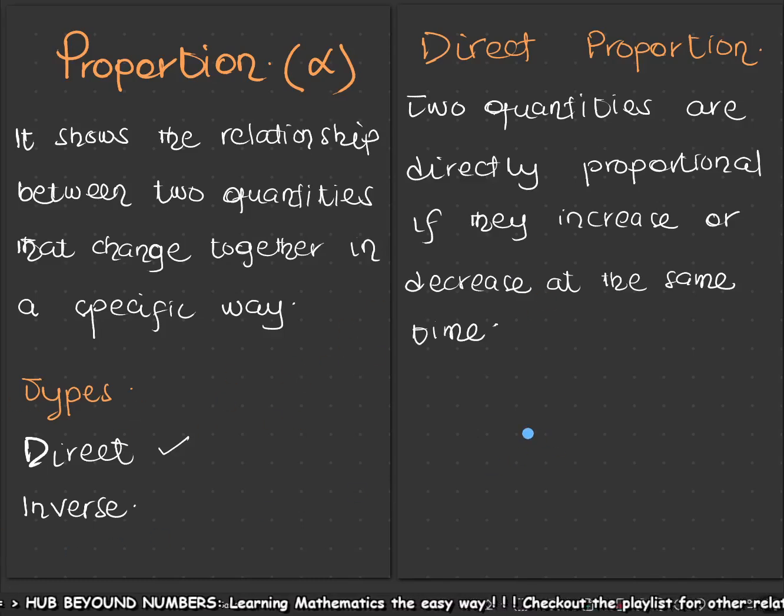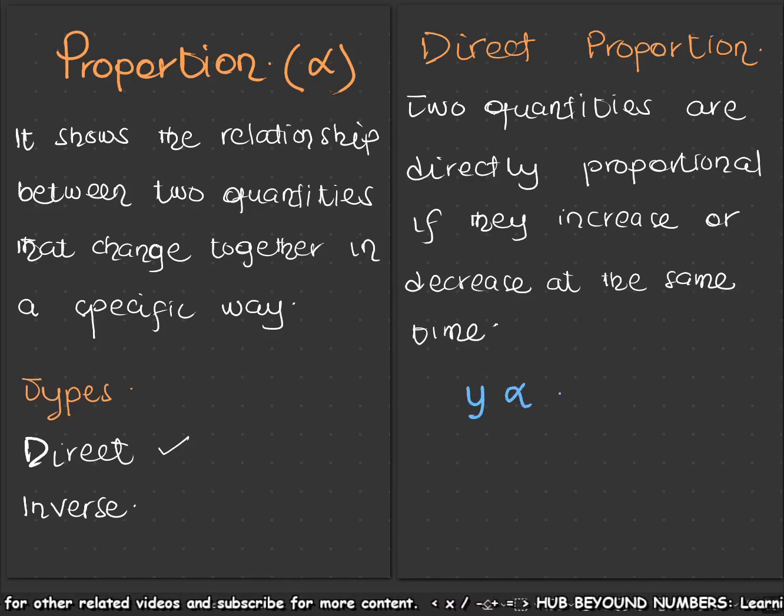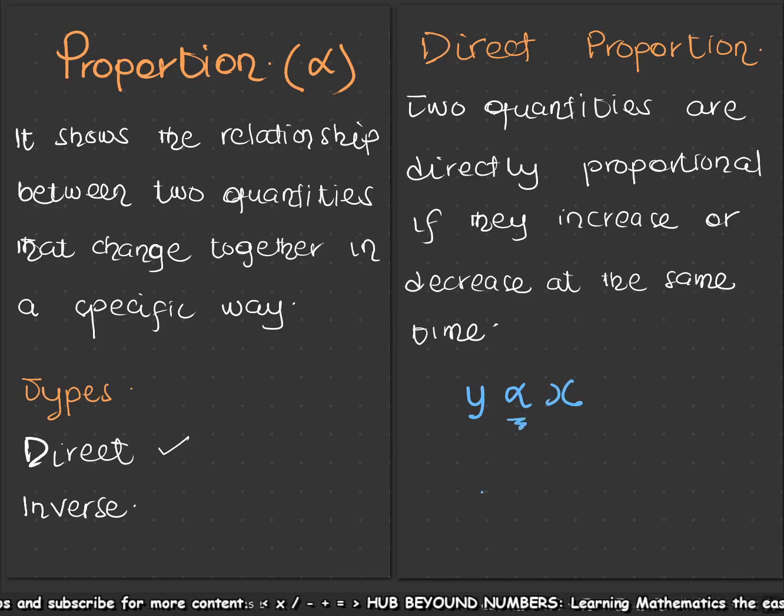Now, if we want to work these, we have a formula we use. Let's say you have two quantities, quantity y and quantity x. If you want to say they are directly proportional, then we write it as y is directly proportional to x. This symbol is what we use to indicate proportionality. So we say y is directly proportional to x.